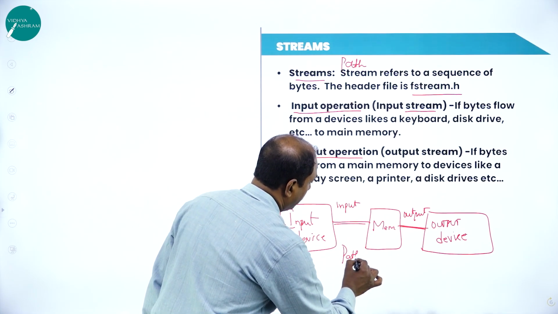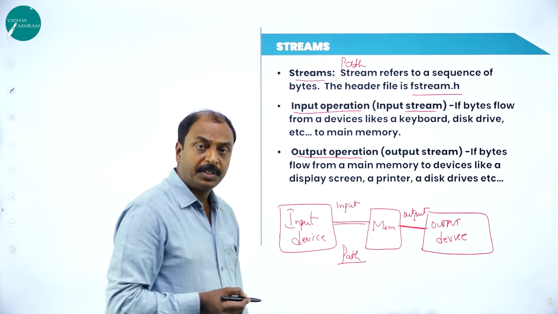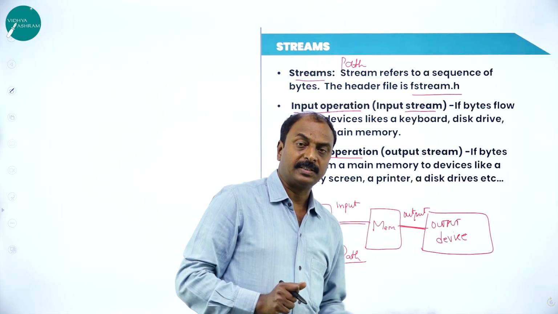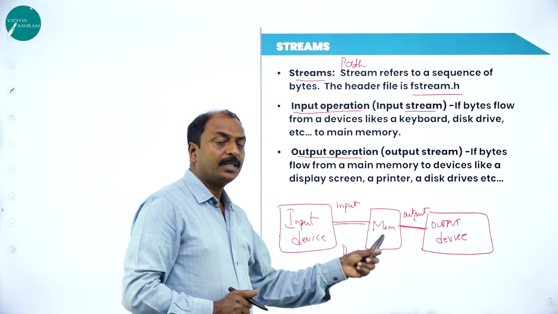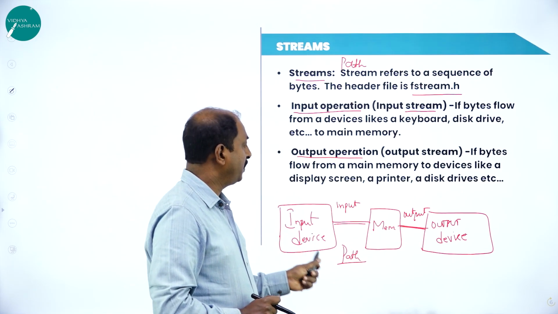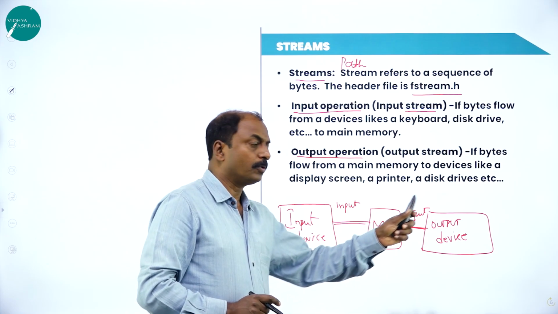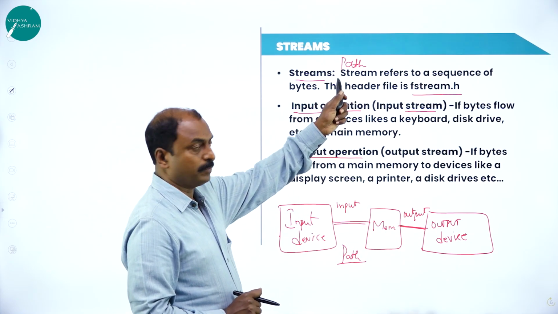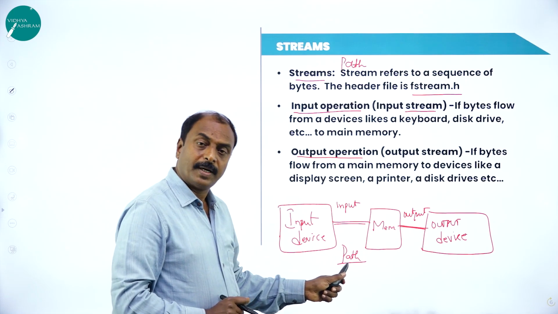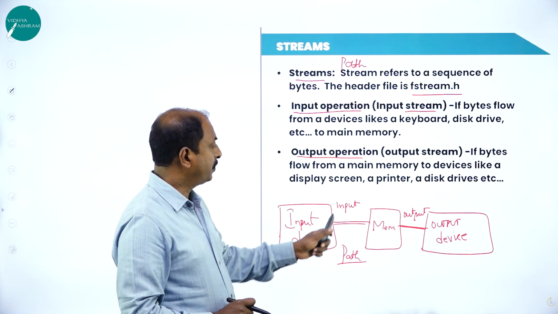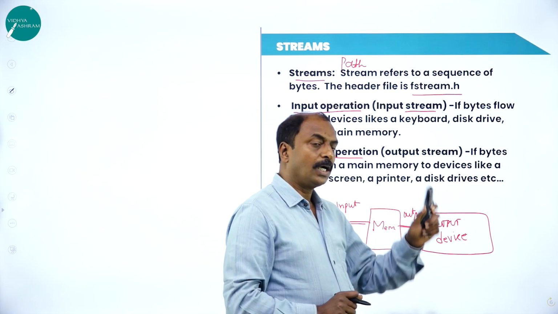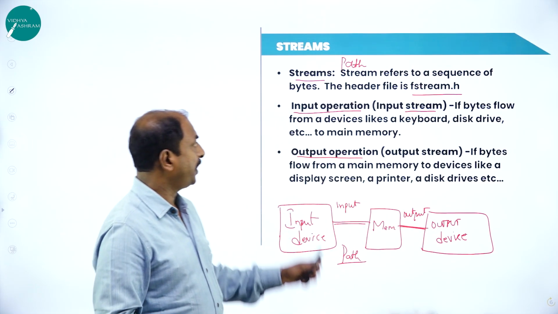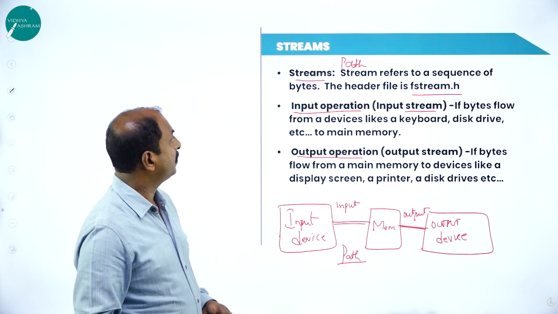It is nothing but a path between the input device and memory, and memory and output devices. So the data flows from the input device to memory, and from memory to output devices, through streams in the form of bits and bytes. So this is the input stream and this is the output stream. This is one of the concepts, streams. Now let us move on to the next slide.